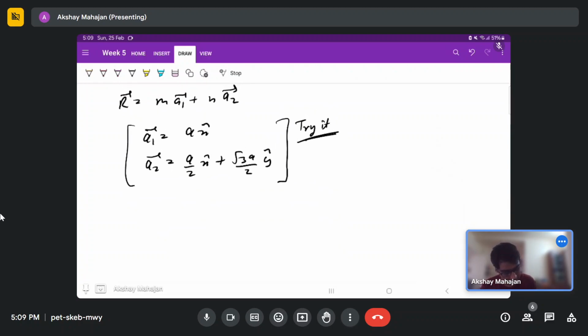So basically our r vector now will become (m a plus n a by 2) x cap plus root 3 a by 2 n times y cap. Alright.